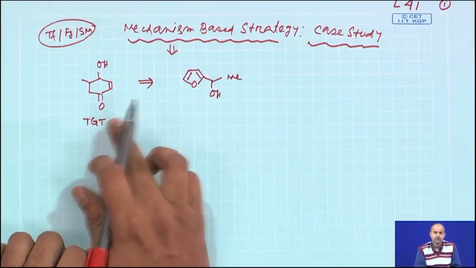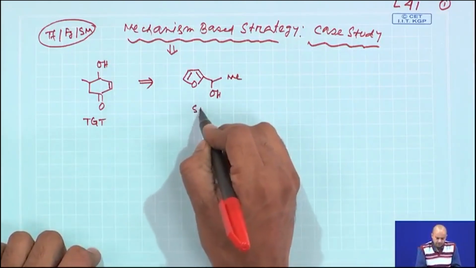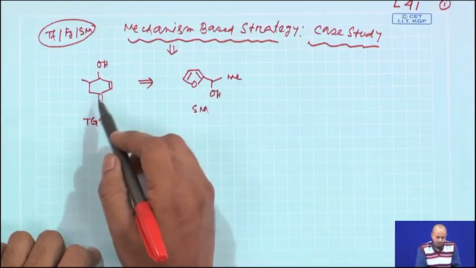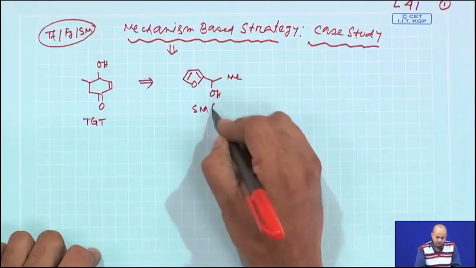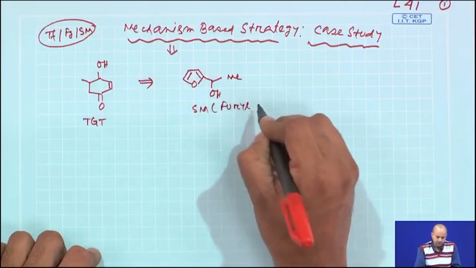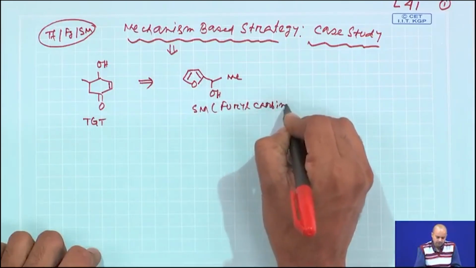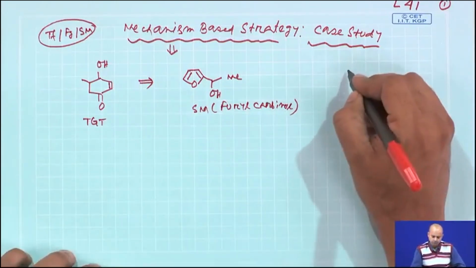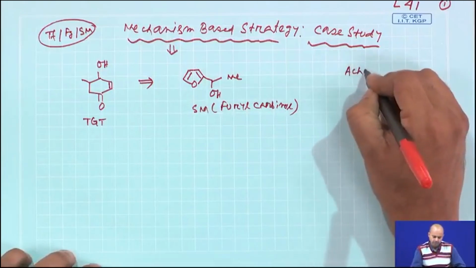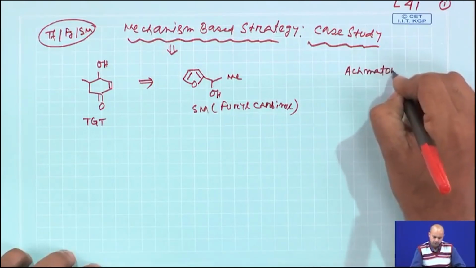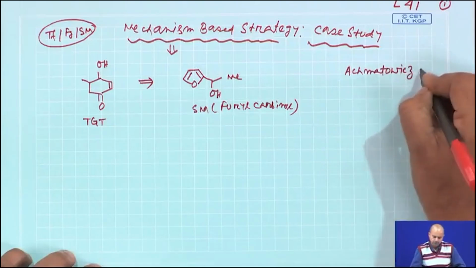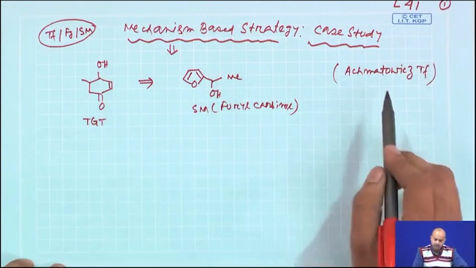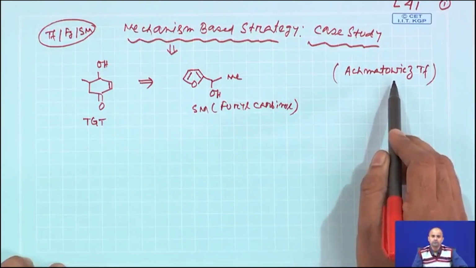Now, if you do the structural analysis of the target and the starting material, you will find that what you need is just an oxidative rearrangement of this furyl carbinol system. Now, if you remember, in our transformation based approach, we talked about a reaction whose name is the Achmatowicz transformation. It is basically a name reaction.